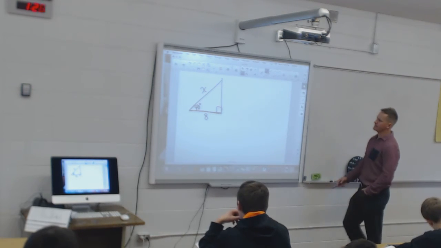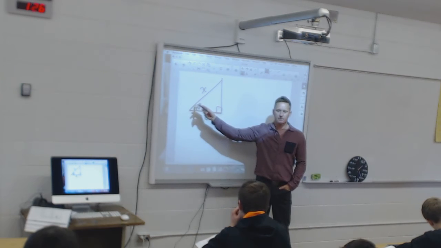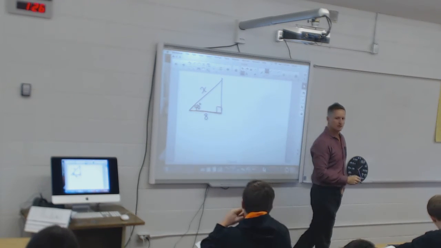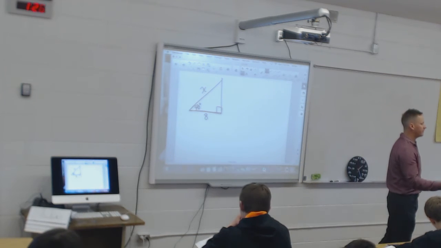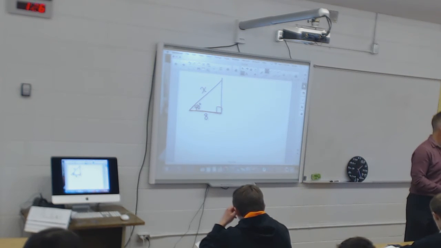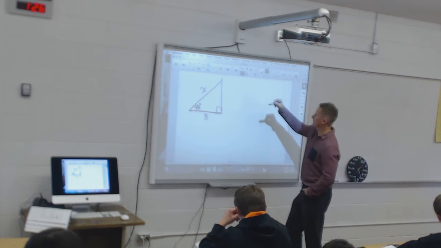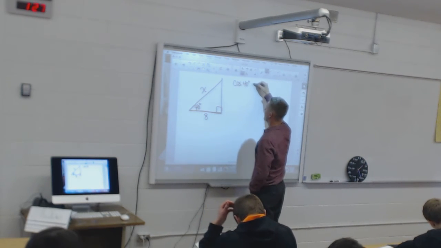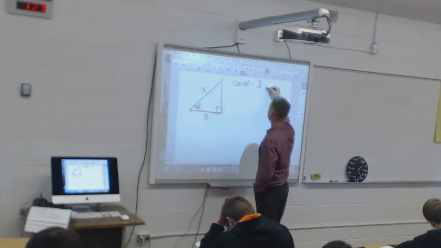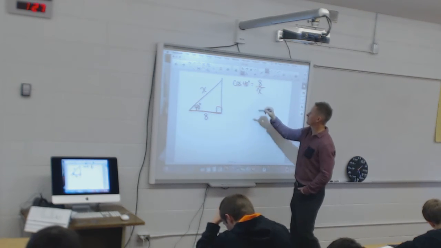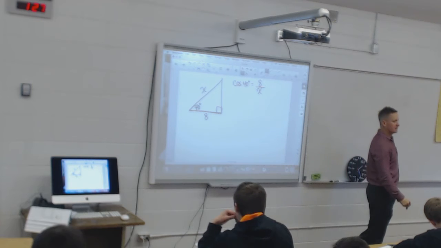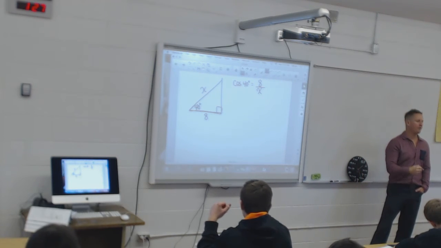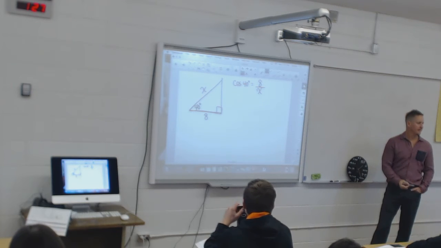Where is 8 in relation to 40 degrees? Adjacent. Where is x in relation to 40 degrees? Hypotenuse. Which one of the trig functions is adjacent and hypotenuse? The cosine. So let's write this out. Cos 40 degrees is equal to the side adjacent, which is 8, over x. So now I need to solve for x.